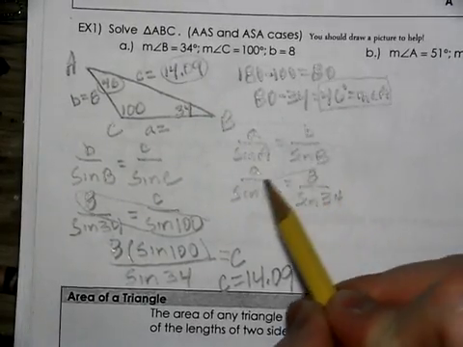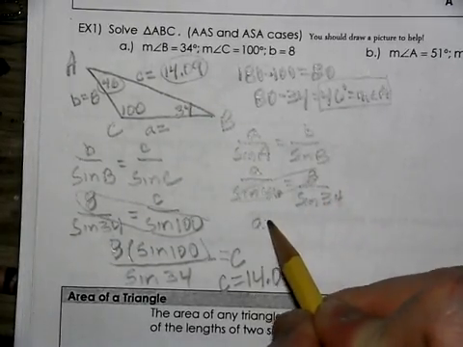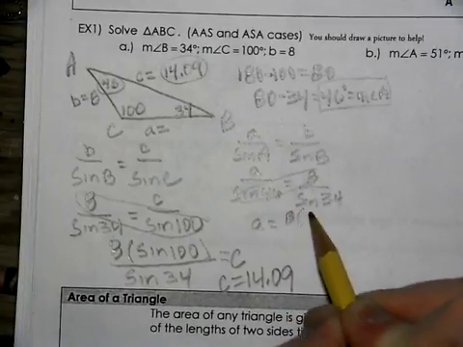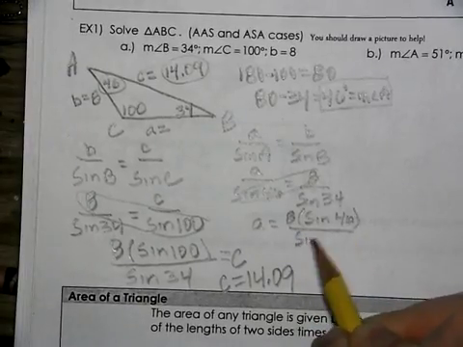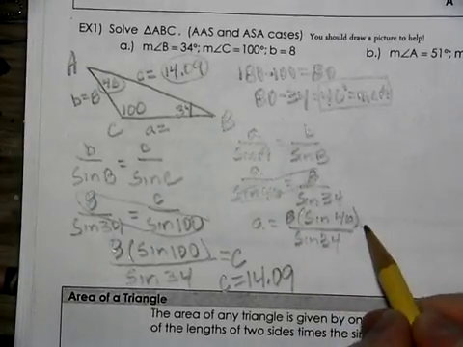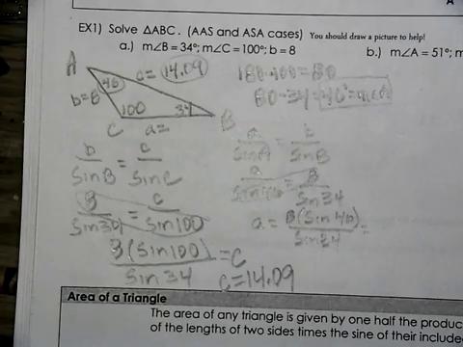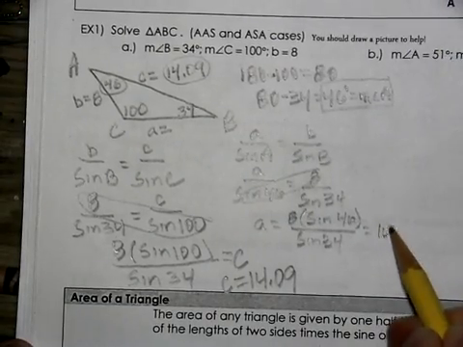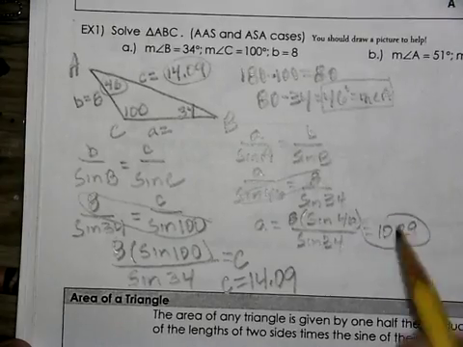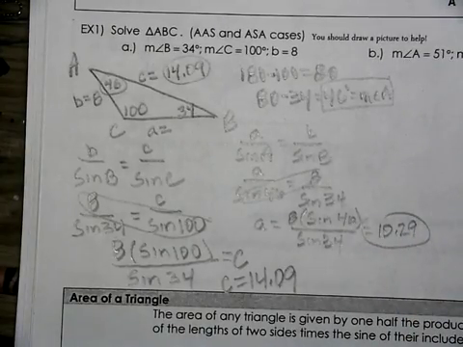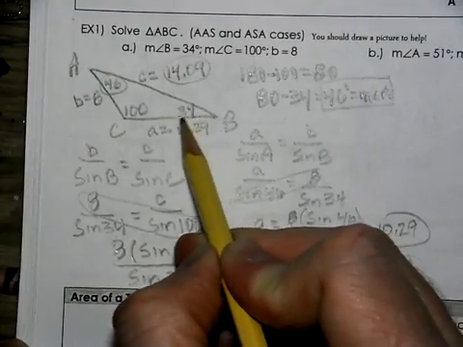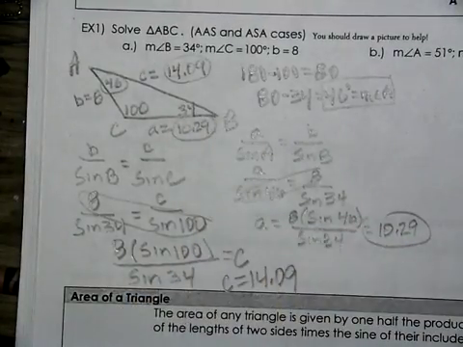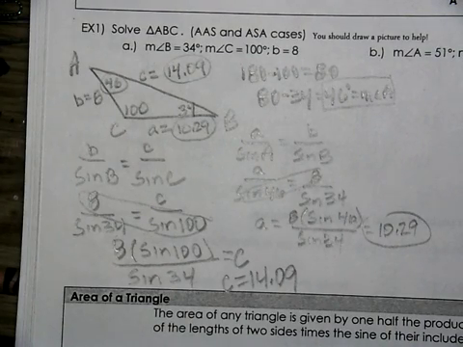To get the A by itself, we'll cross multiply. So you get 8 times the sine of 46 divided by the sine of 34. And using our calculator, you'll figure out that that's 10.29. So you can come over, label that on your picture, and be sure to circle the ones that you found. Now you know all three sides and all three angles.